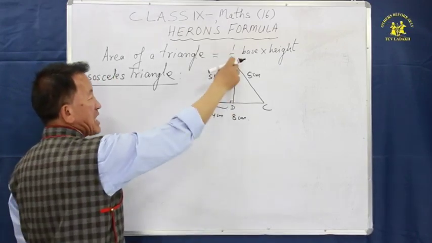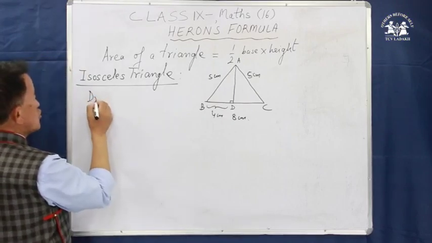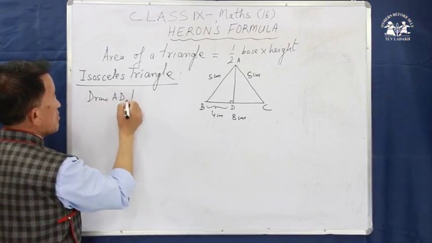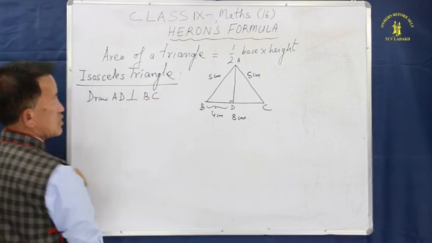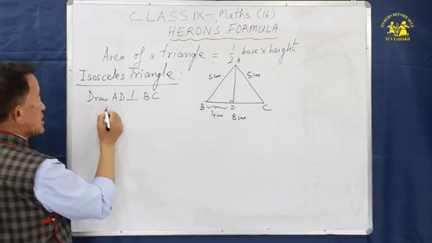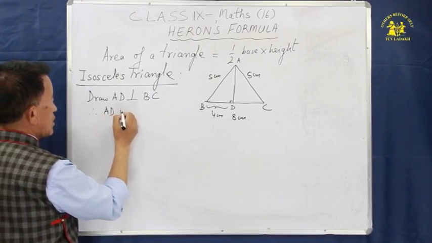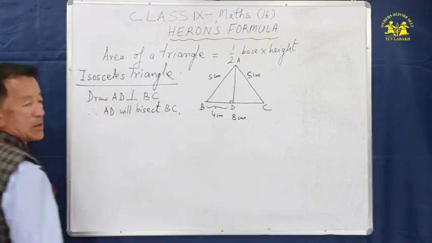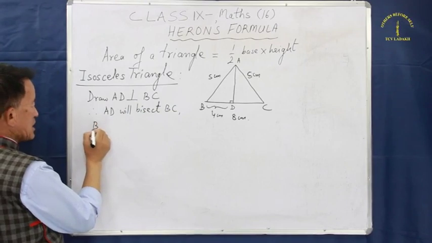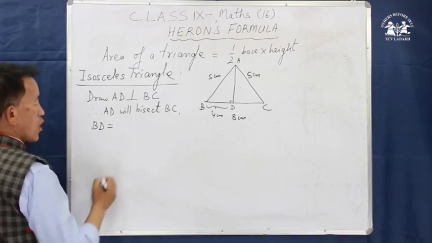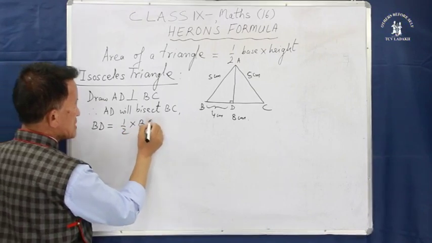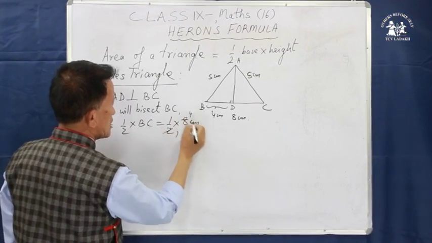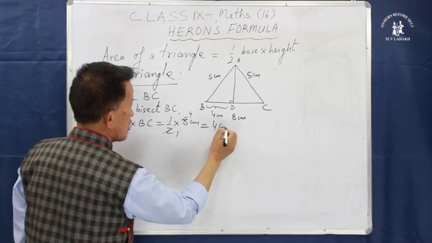So we shall try to find AD. Okay, so what do you do? Draw in triangle ABC, draw AD perpendicular to BC. So therefore, AD will bisect BC, right? If it bisects BC, then BD is equal to half of BC. Half into BC is 8 centimeter. 2 ones are 2, 2 fours are 8. So BD is 4 centimeter.